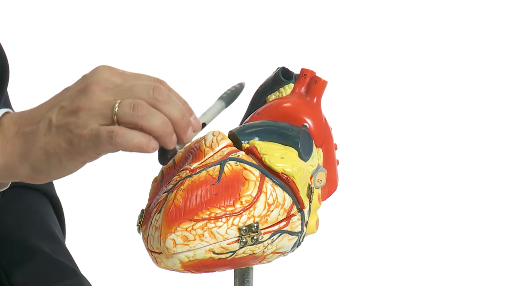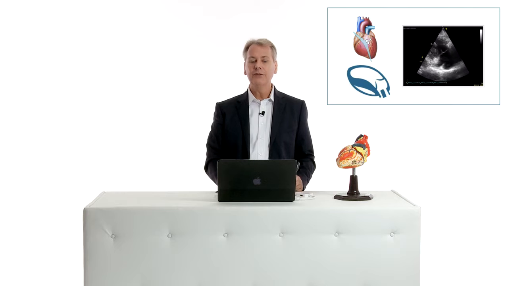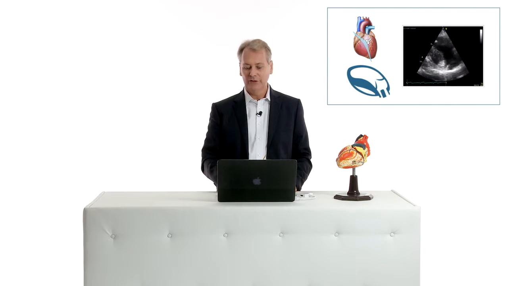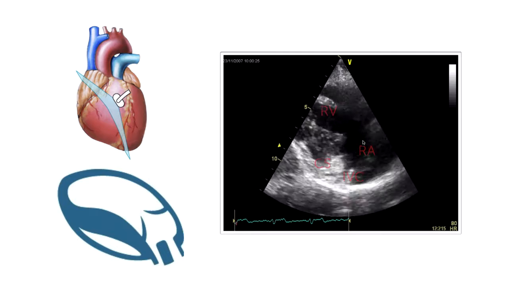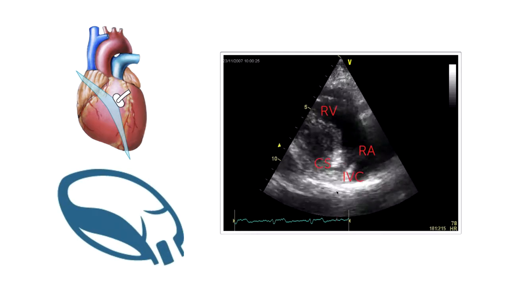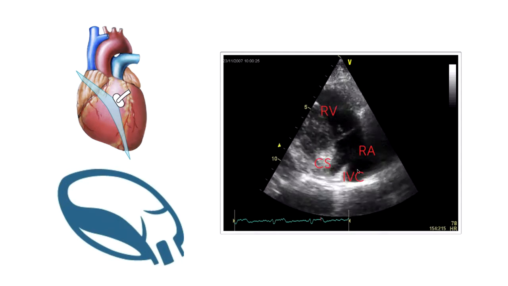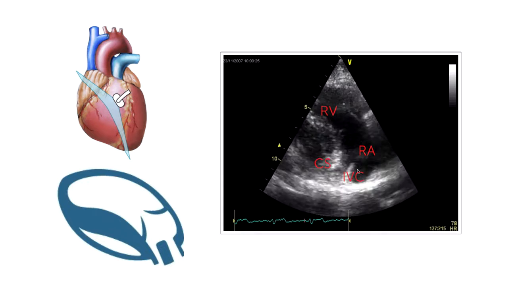In the classic parasternal long axis view, you're going to cut through the left heart part. If you do this, you'll get a view which looks something like this here. You have the right ventricle, the right atrium, the coronary sinus, and the IVC. Let's take a look in the following demonstration of how you can get such a view and more details of what you can do with it.